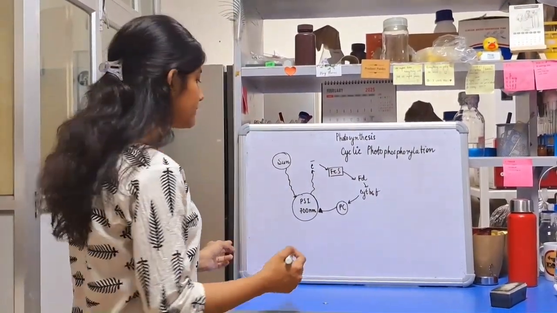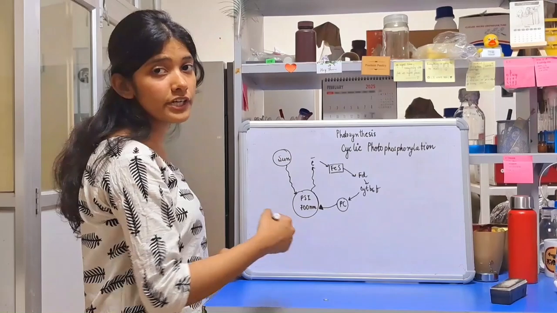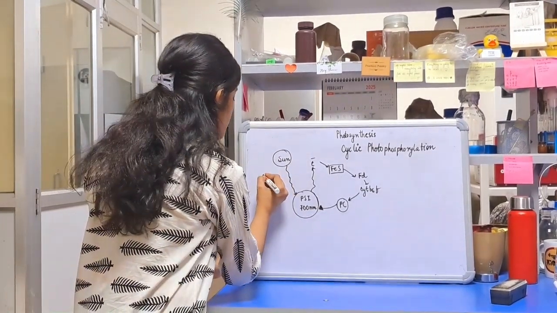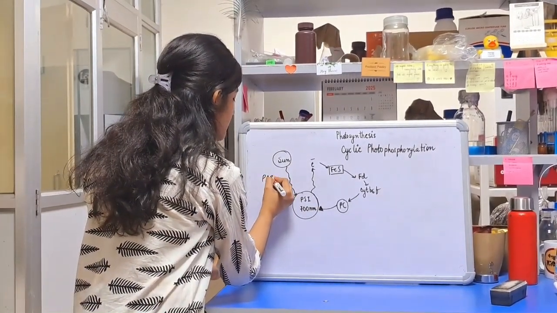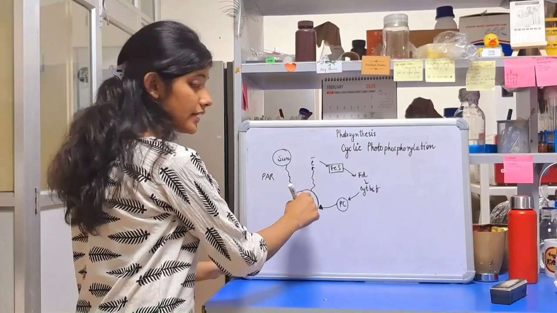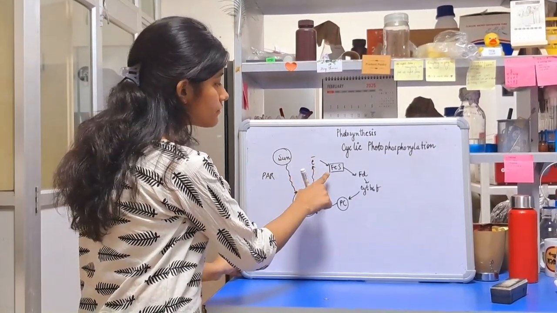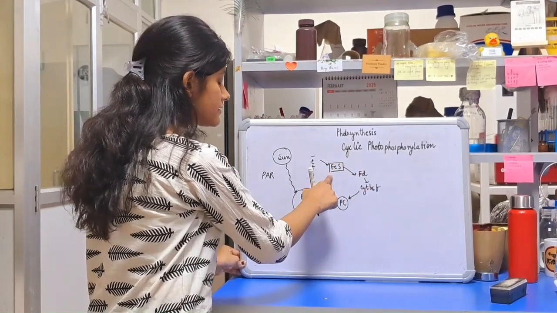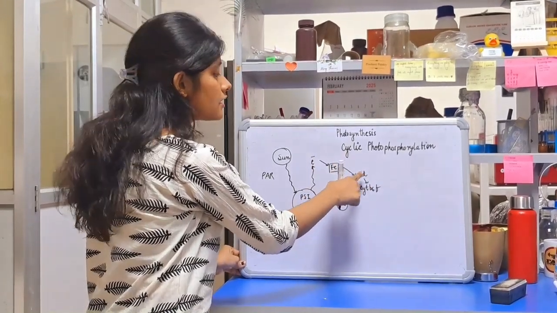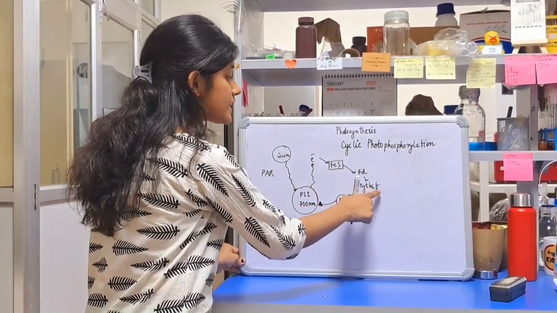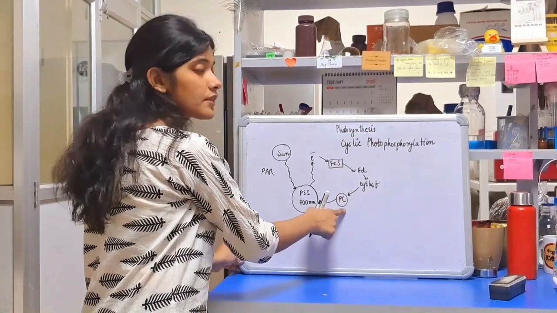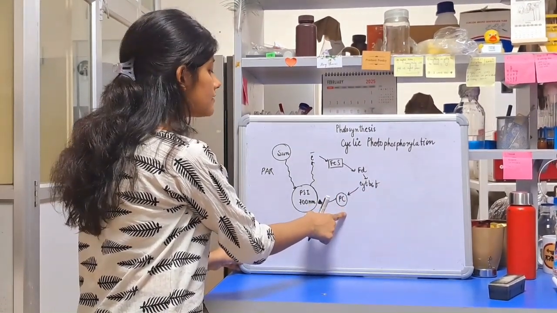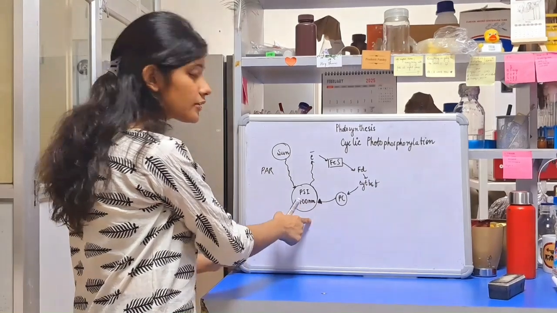Now we will quickly discuss the cyclic photophosphorylation. In case of cyclic photophosphorylation, there is involvement of only PS1. So the photosynthetically active radiation will strike PS1, then electrons will get excited. They will be transferred to FeS, which is the iron sulfur cluster, and from the iron sulfur cluster to ferredoxin. From ferredoxin it will come to cytochrome B6F, then to the mobile carrier plastocyanin, and from plastocyanin it will come back to PS1.